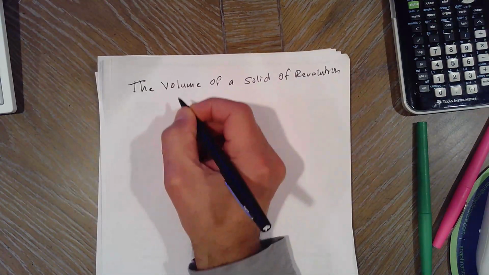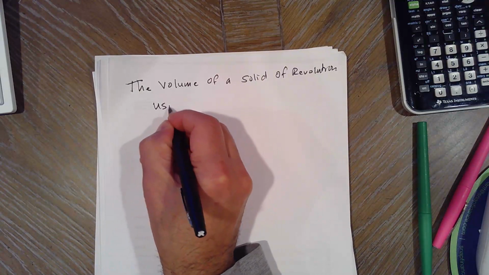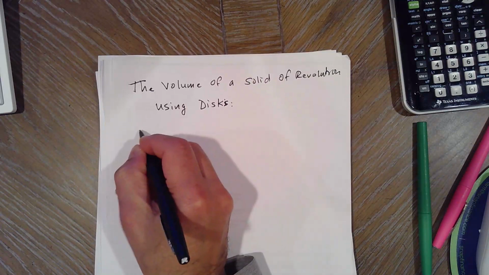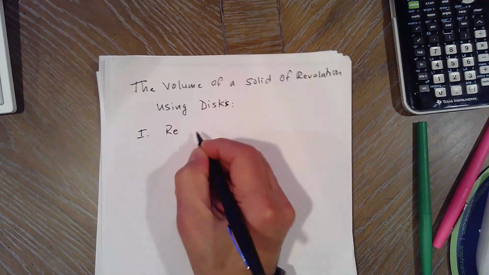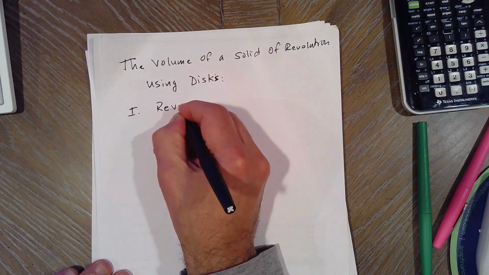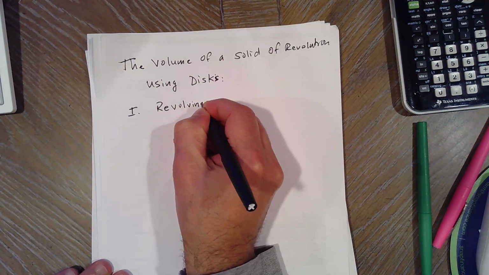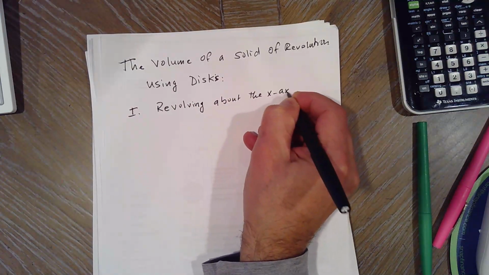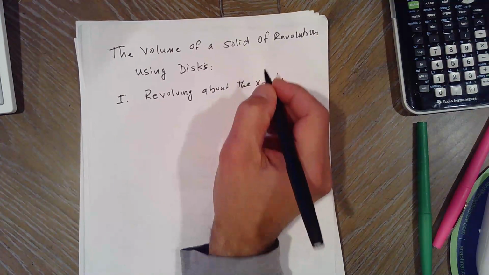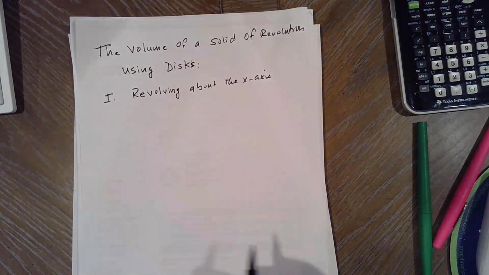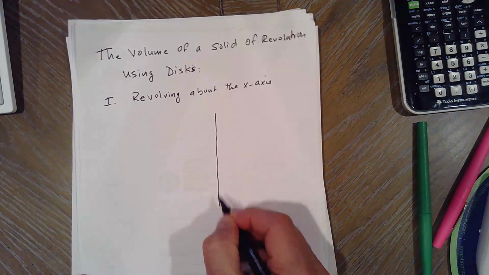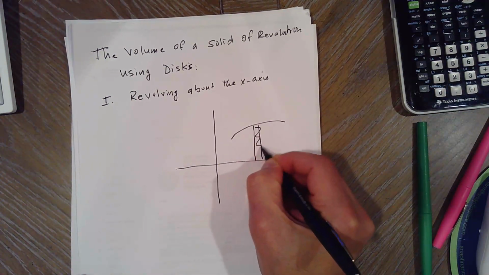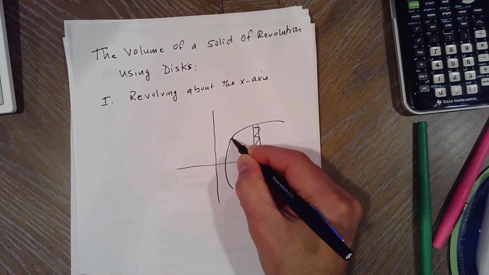I'm on page 3 now in the notes, using disks. So we're gonna go through several steps. The first one is when we have a two-dimensional area revolving around the x-axis. So if we take an area and revolve around the x-axis, you get something like this.